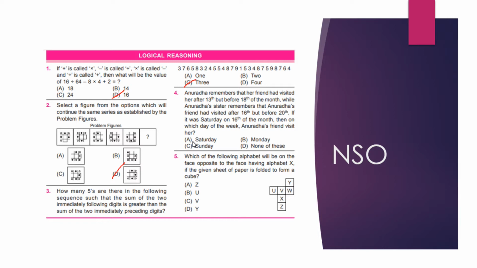Anuradha remembers that her friend had visited her after 13th but before 18th of that month, while Anuradha's sister remembers that Anuradha's friend had visited after 16th but before 20th. If it was Saturday on 16th of the month, then on which day of the week Anuradha's friend visited her? Read the question carefully and answer. I'll give you 10 seconds to think about the answer.